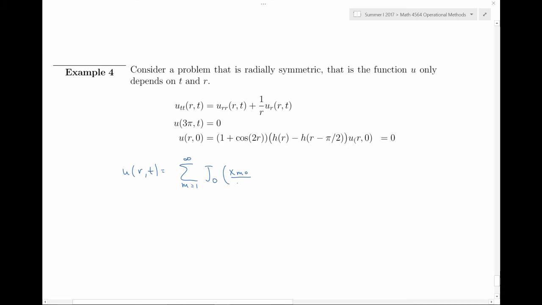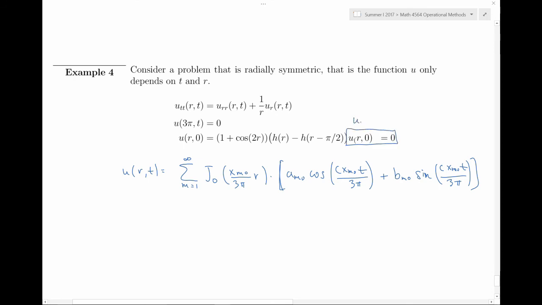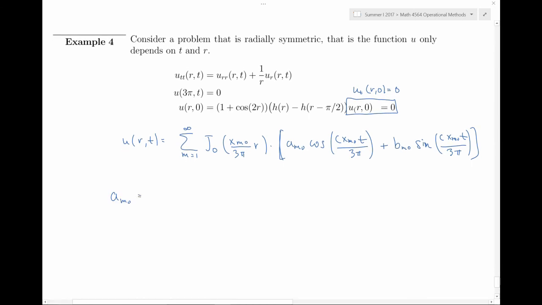Here the capital M is 3 pi. I'm going to have to consider the j function decomposition of my initial condition only for n equals 0. Here, the u sub t of r0 is 0. I have 0 initial velocity given to my membrane. So I would compute the coefficients as 1 over the norm of the j function.